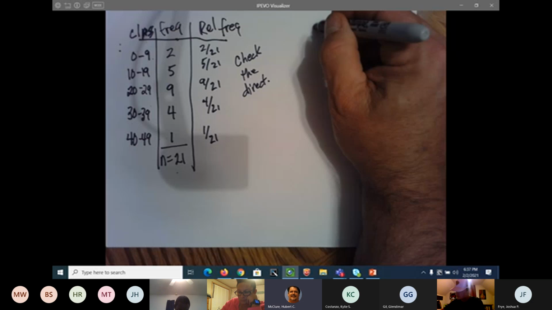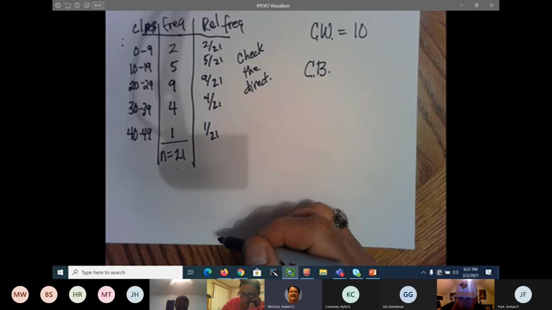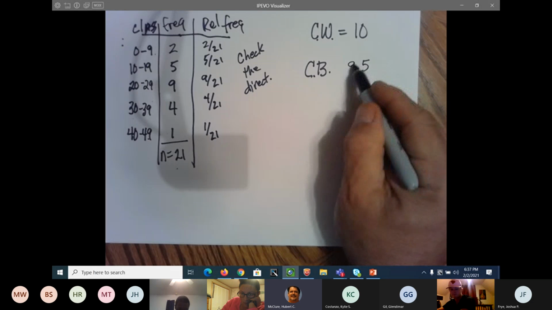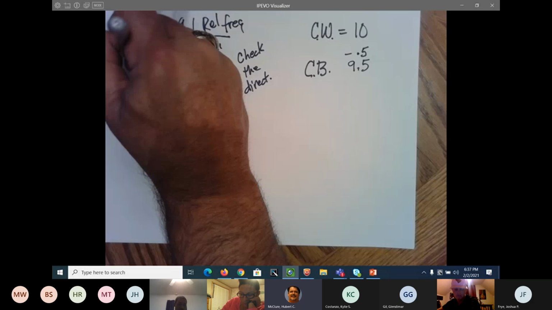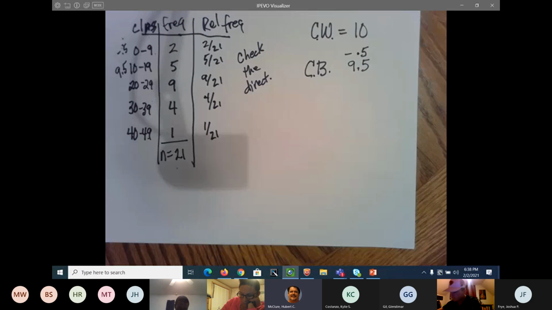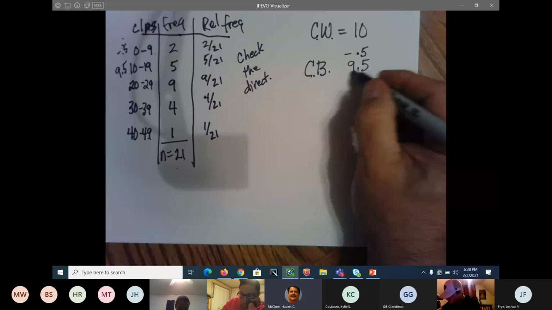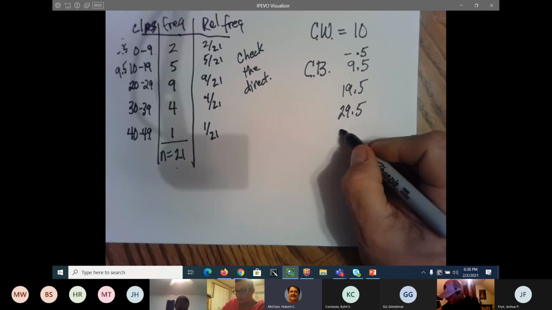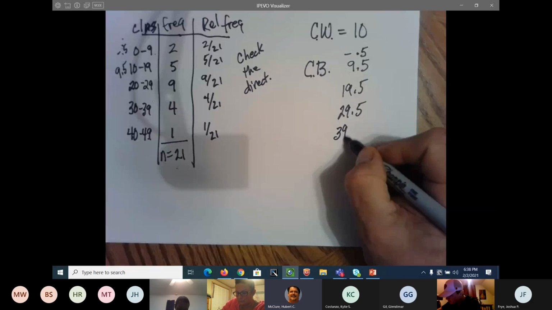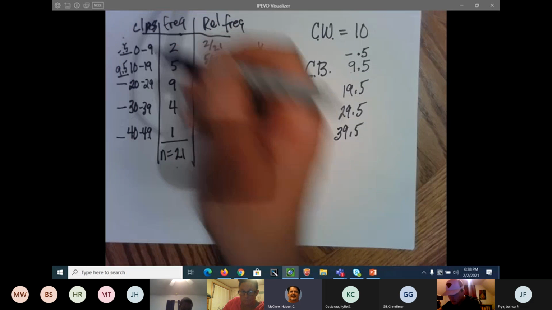The class boundary. I'm going to make it easier for you. What comes before 10? 9.5. So 9.5, and you could actually say 9.5 minus 10 is negative 0.5. You could actually do that right here, negative 0.5, and then 9.5, and so on. All right, so 9.5 plus 10 is 19.5. What's 19 plus 10? 29. 29.5 plus 10, 39.5. And it gives you those class boundaries right there.